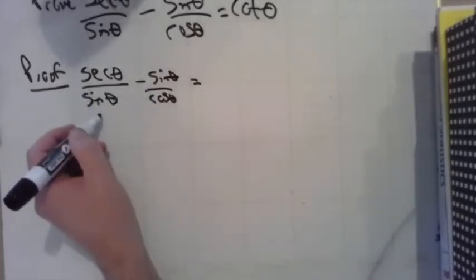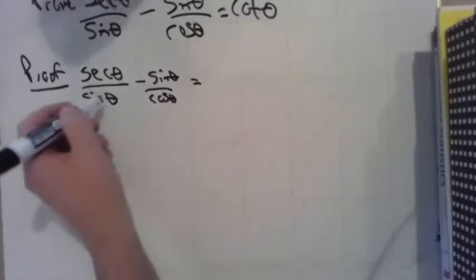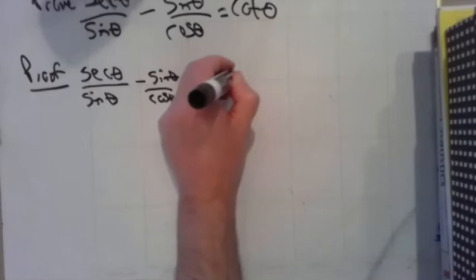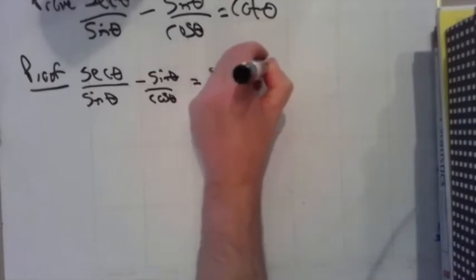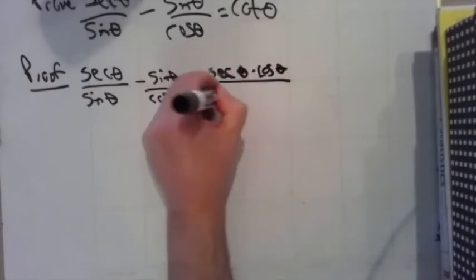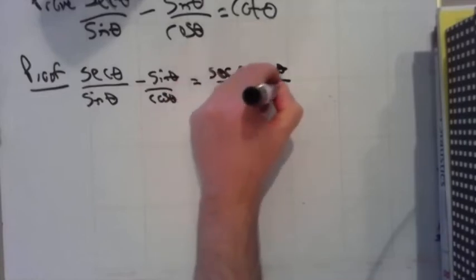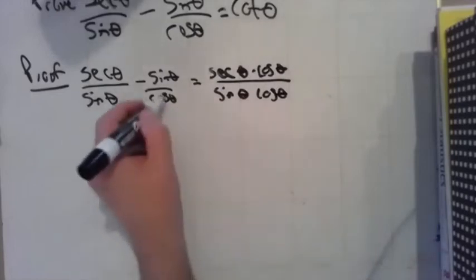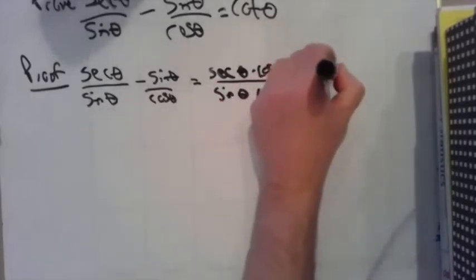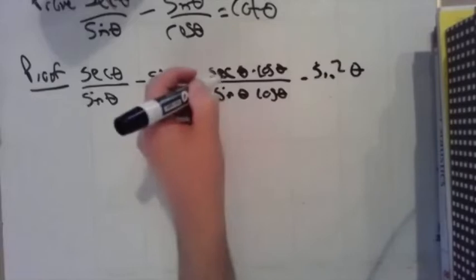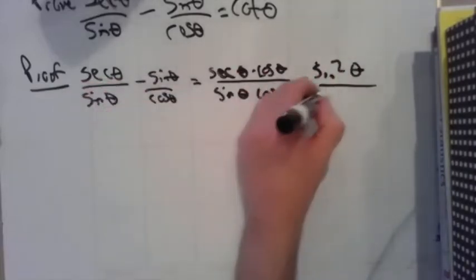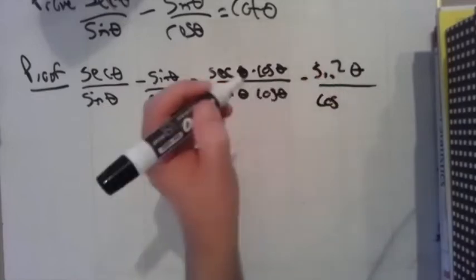So my LCD would be sine cosine. This guy's missing a cosine, so I'm going to multiply top and bottom by cosine. This guy, to have sine cosine on the bottom, is missing a sine. So I'm going to multiply top and bottom by sine. Sine times sine would be sine squared. On the bottom, we'll get sine cosine.